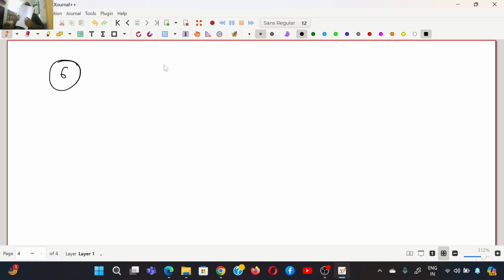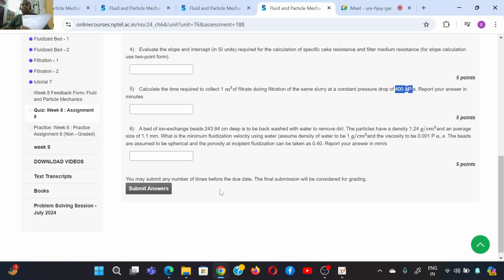So the sixth question is what? The bed of ion exchange beads, 243.84 centimeter deep, is to be backwashed with water to remove dirt. The particles have a density of 1.24 gram per centimeter cube and an average size of 1.1 millimeter. What is the minimum fluidization velocity using water, assuming density of water to be 1 gram per centimeter cube and viscosity to be 0.001 Pascal second? The beads are assumed to be spherical. That means sphericity is equal to 1. The porosity at incipient fluidization can be taken as 0.4. Report your answer in millimeter per second.